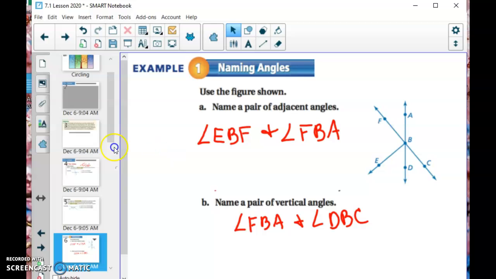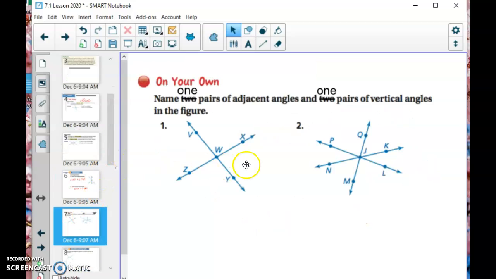All right, next page, you can pause the video and please try answering this question on your own. I did change it to just try and name one pair of adjacent angles and one pair of vertical angles for each of these.